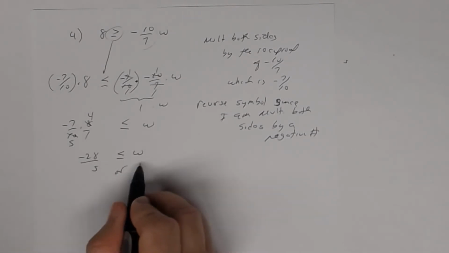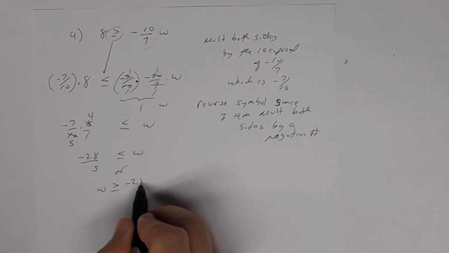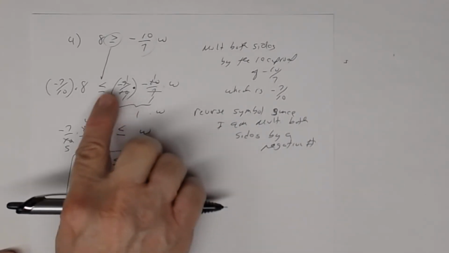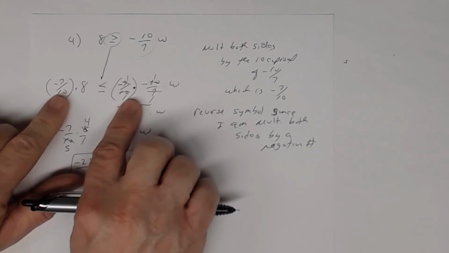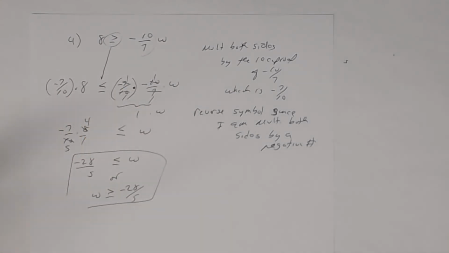Or when you write it backwards this way, you could say W is greater than or equal to negative 28 fifths. All right, so remember, reverse the symbol whenever you multiply both sides, or divide both sides, of an inequality by a negative number.